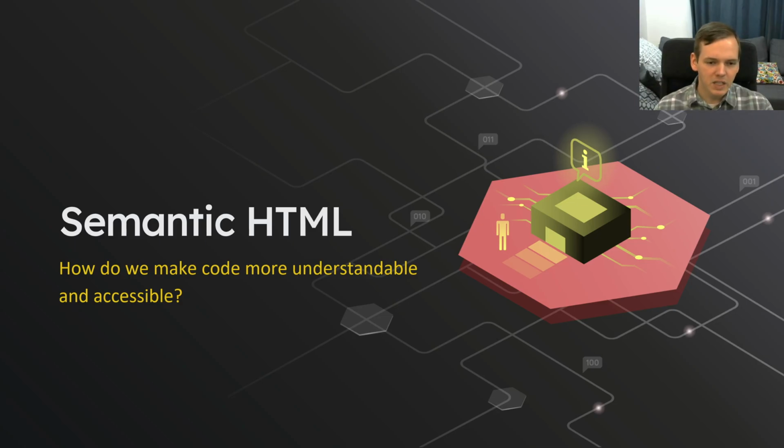Let's talk a little bit about semantic HTML. The whole purpose here is making the code on our website more understandable and accessible. This won't do a whole lot for someone just looking at and reading your website, but it will make a big difference for those looking at the code you wrote or those using some accessibility tools. So, jumping into that.